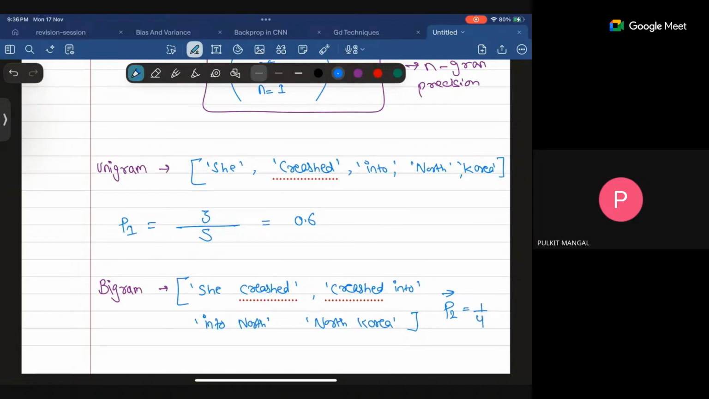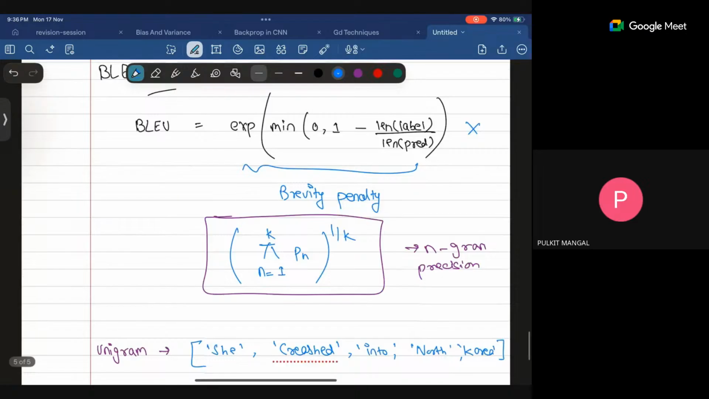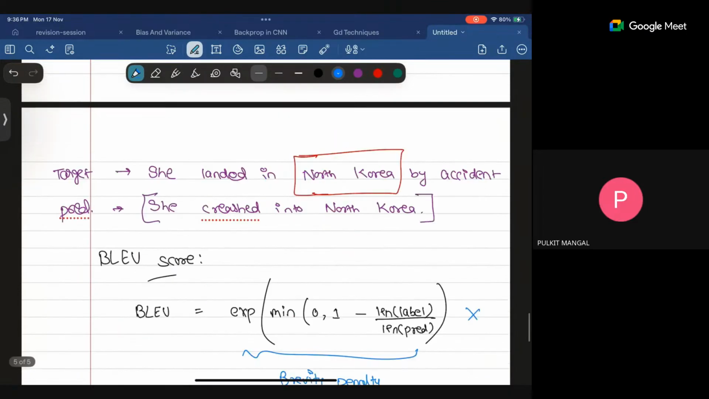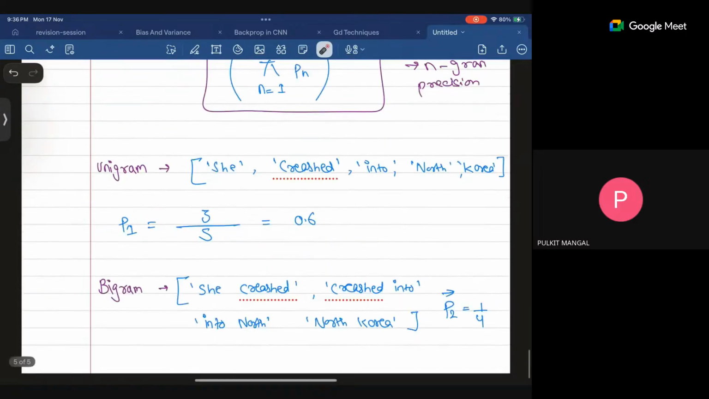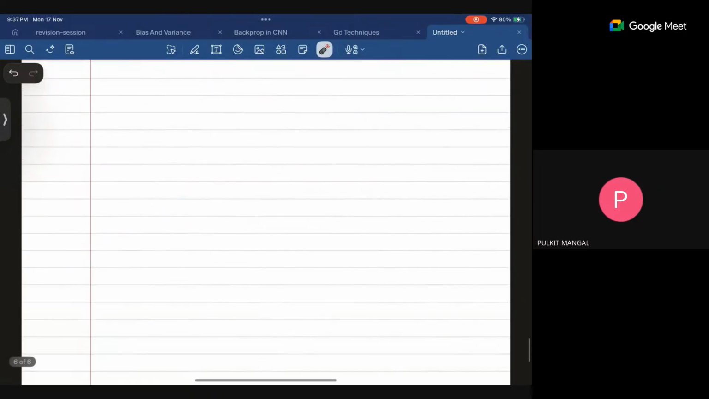Okay. Now, similarly, you can go with trigram and continue until the sequence ends, until you get this full word. So there are 1, 2, 3, 4, 5. So for this sequence, you can only go till 5-gram precision. Okay, but for simplicity, let's stop here, unigram and bigram, but the same calculation you can follow up.